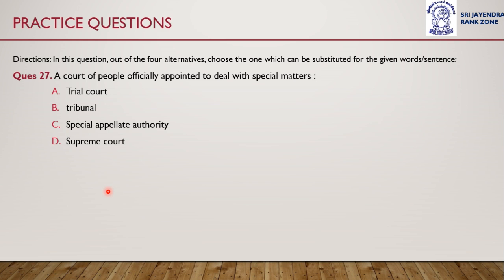Question number 27. A court of people officially appointed to deal with special matters. Option A, trial court. Option B, tribunal. Option C, special appellate authority. A court of people officially appointed to deal with special matters.